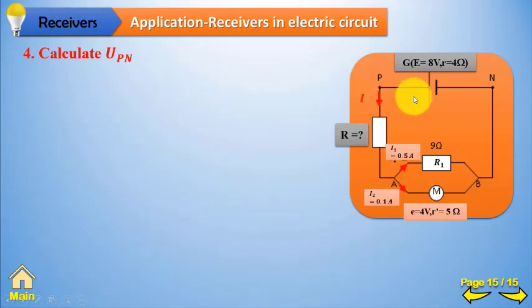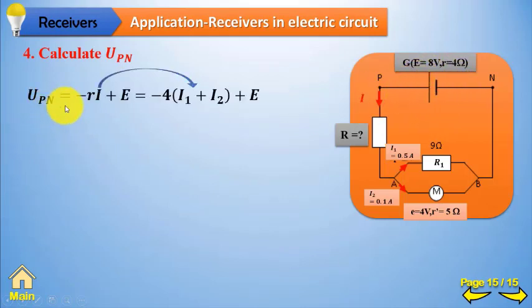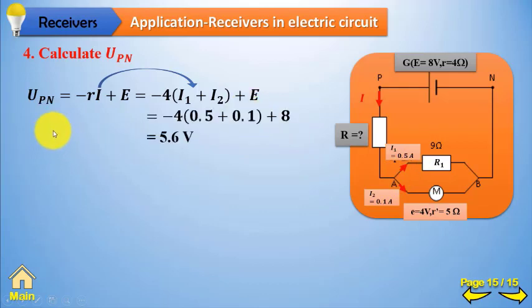Now we need to calculate the voltage UPN across the generator. UPN is equal to minus RI plus E, applying Ohm's law of a generator, since we have the internal resistance of the generator and its electromotive force. We still need to calculate I. I is equal to I1 plus I2, applying the law of addition of currents in parallel grouping. Substituting each one by its value gives us that the voltage UPN is equal to 5.6 volts.